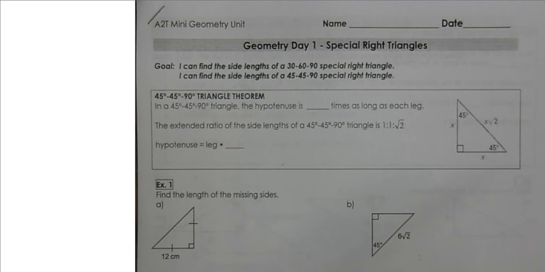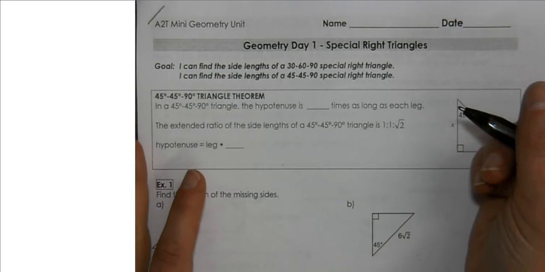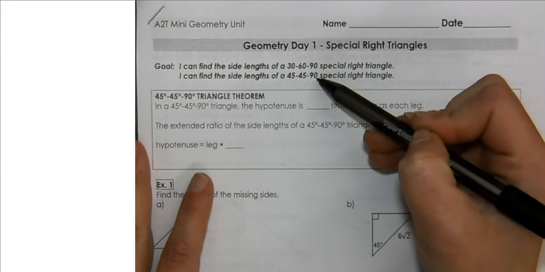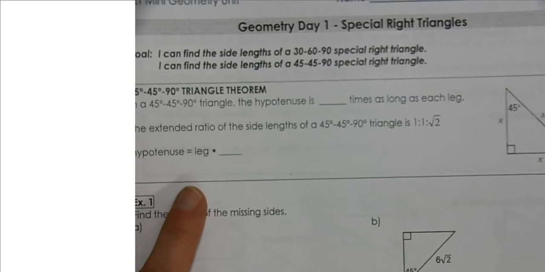For today's lesson, we are going to learn about special right triangles. In geometry, there are two different special right triangles. There's a 30-60-90 and a 45-45-90. Those represent the angle measures of the triangle.